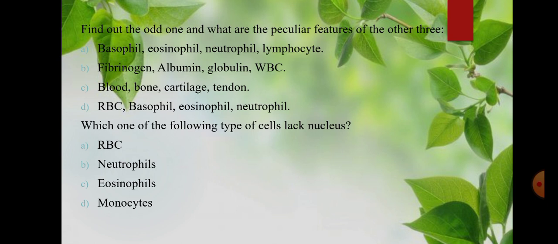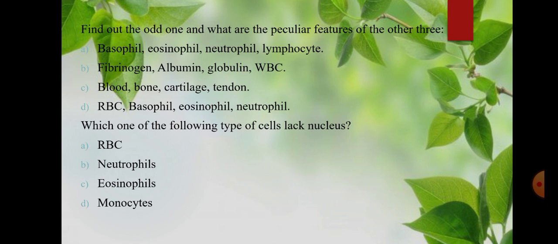Now, blood, bone, cartilage, tendon. Blood is the correct answer because all four of them are connective tissues, correct. But blood is a fluid connective tissue. Okay. RBC, basophil, eosinophil, neutrophil. RBC is the answer. Why? The other three are white blood cells or WBC or leukocytes.